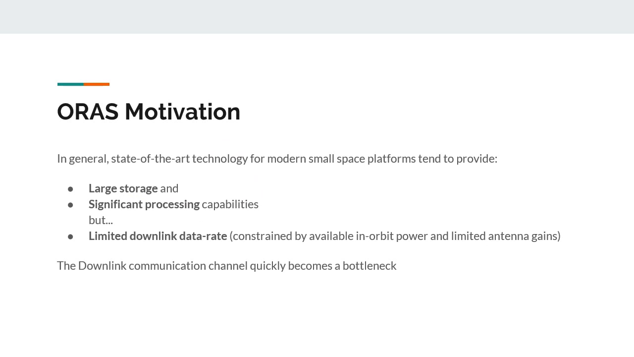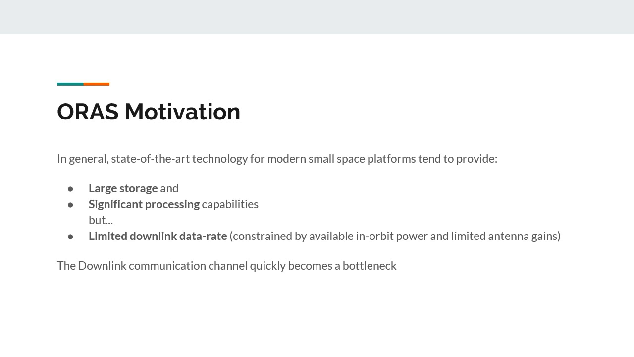So in general, the ORAS motivation is that state-of-the-art technology for small spacecraft tends to provide the following features: very large storage in terms of capacity and data volume, and significant processing capabilities, such as these processors, which are interestingly very similar to the processing we see in most smartphones nowadays, the same principle basically being put in orbit in CubeSat missions.